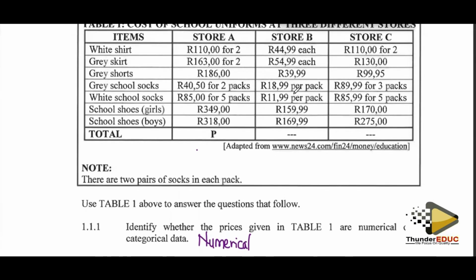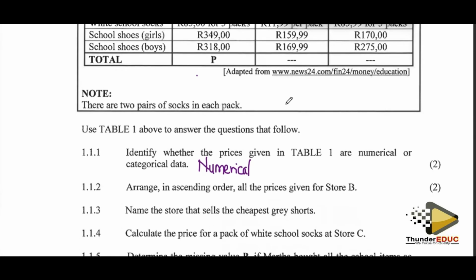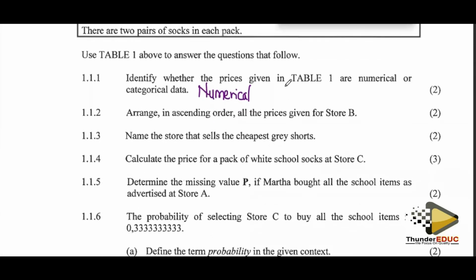Yes, this is money. So this will be discrete because you can't have half a rand. Yes, half a rand is 50 cents, but it's a whole 50 cents. So we count it. We don't measure money. We count money. So here it's numerical and it's discrete.